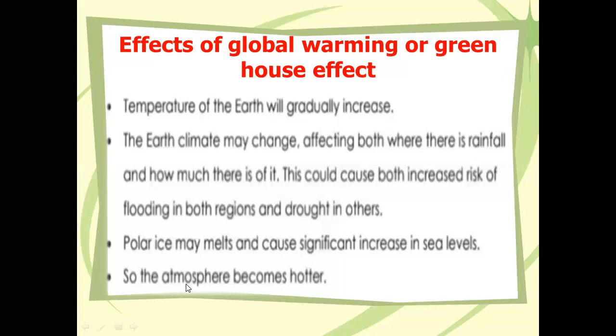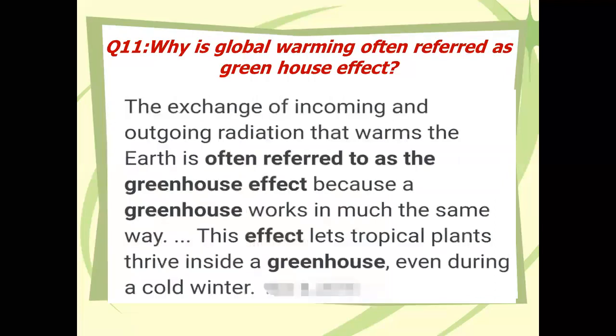So the atmosphere becomes hotter and hotter because of these greenhouse gases, because their concentration increases. So we have to reduce the production of these greenhouse gases. We must use alternate sources or methods to control the production of these greenhouse gases, or to stop their production.